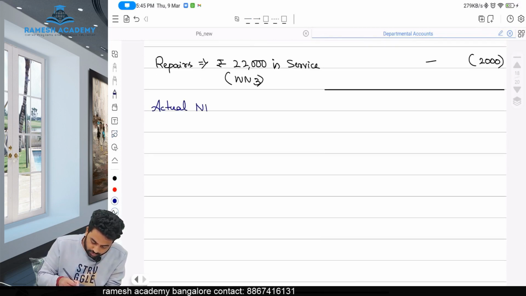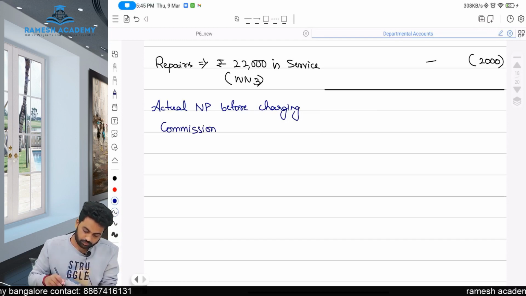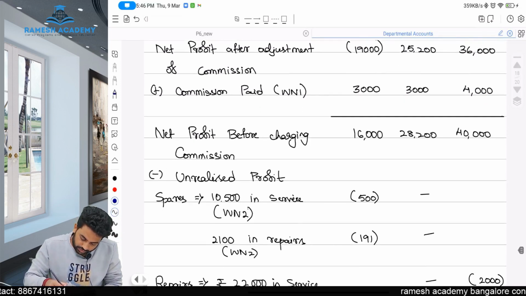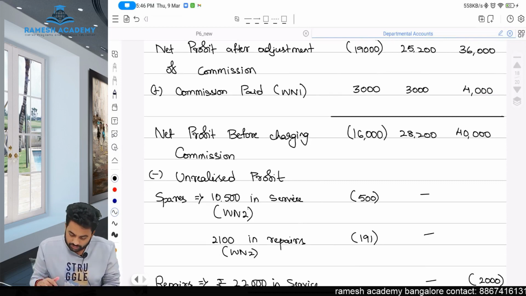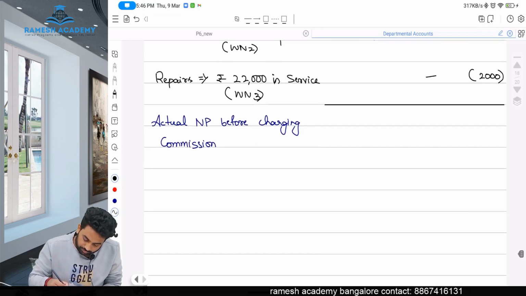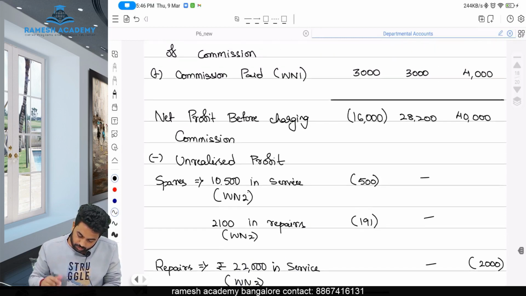Actual net profit before charging commission. How much was that? It was negative 16,000, a loss of 16,000. Now it will become a loss of 16,691.